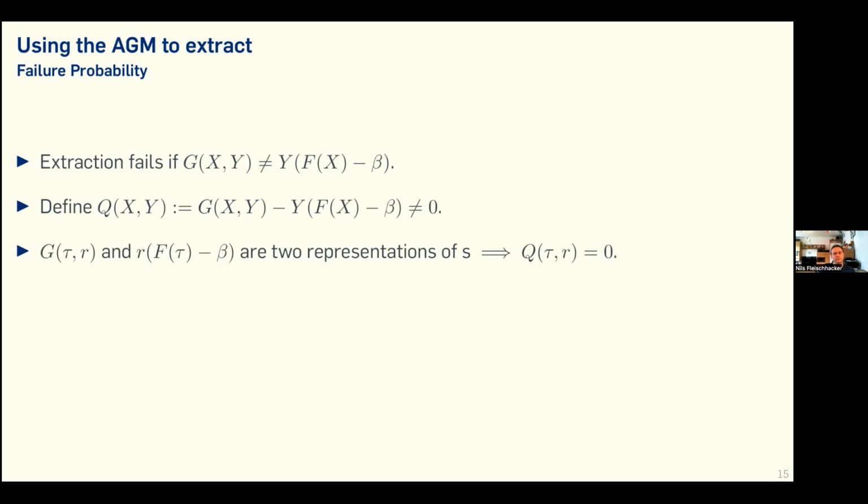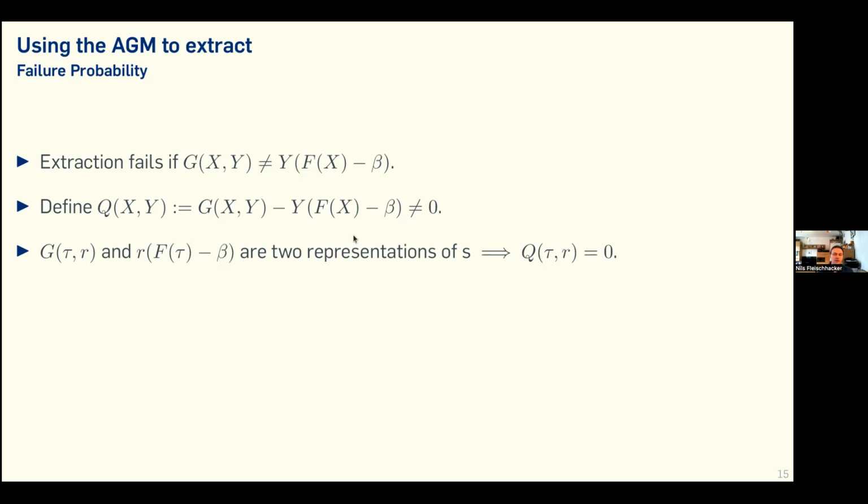However, if we evaluate this polynomial at position tau and r, basically what we have is that this g of tau and r is just the representation of s that the adversary gave us. So that is how the adversary explained their choice of s.